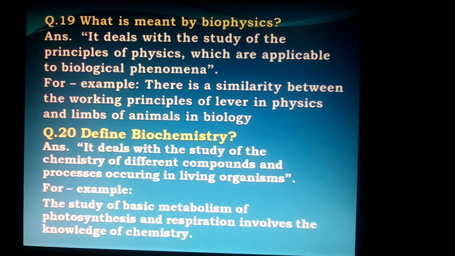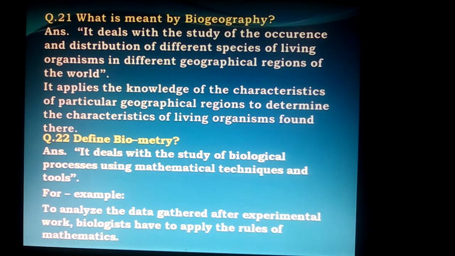For example, the study of the basic metabolism of photosynthesis. When we study photosynthesis, in junior classes, 7th and 8th, you have studied photosynthesis and there was a chemical equation that the teacher told you. Respiration also involves the knowledge of chemistry. Inside our body, so many chemical changes are occurring. When we say chemical changes are occurring, it means that we are studying chemistry with the help of biology.